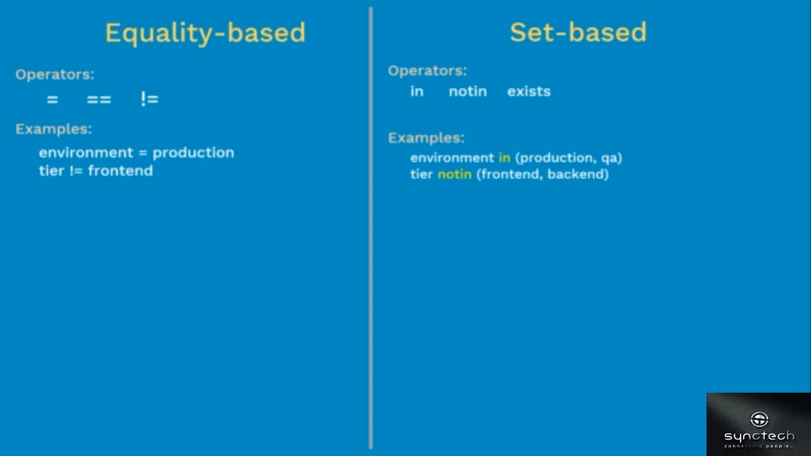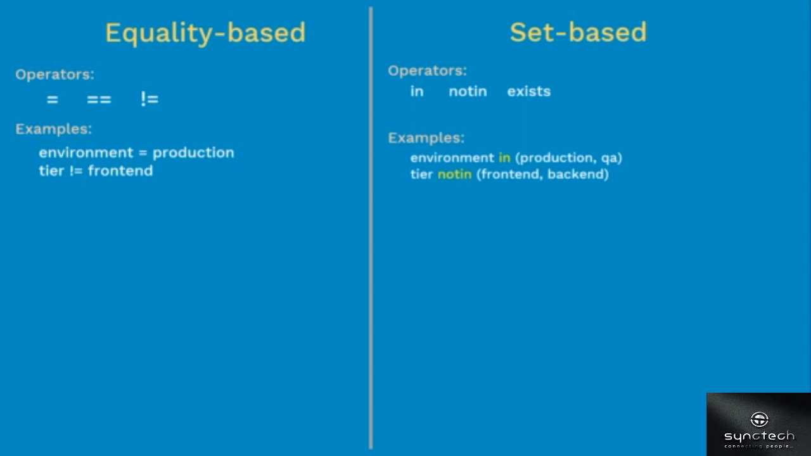On the other side, you can give 2 or more options. And this is a primary advantage of set-based selectors. So you are selecting the pods whose environments are in production and in QA. In the following example, you are selecting all pods whose tiers are not in front end or back end. Here, you are selecting the pods from a set of options, and that's why it's called set-based selectors.